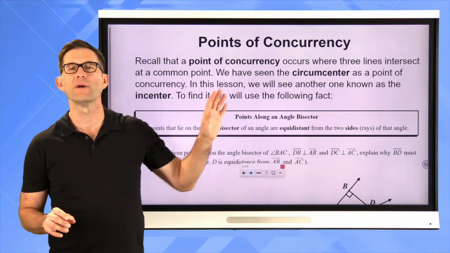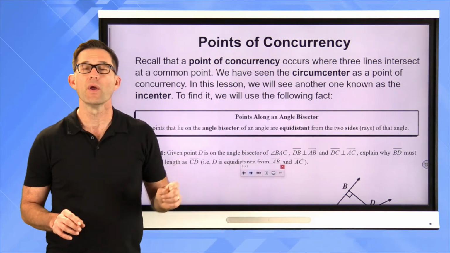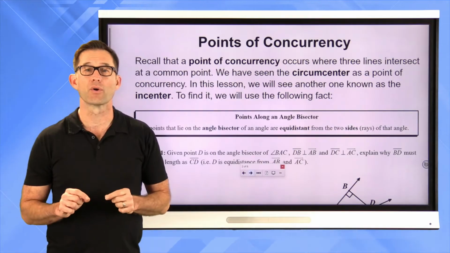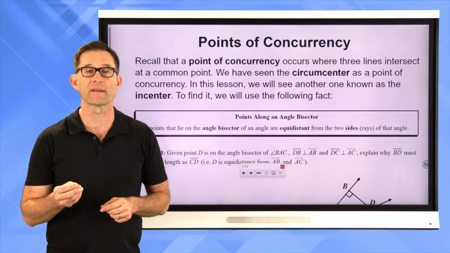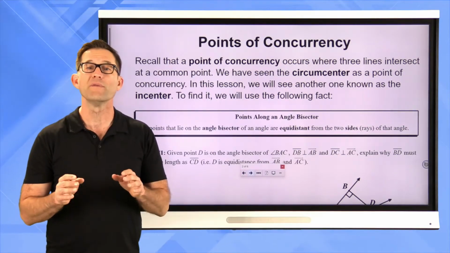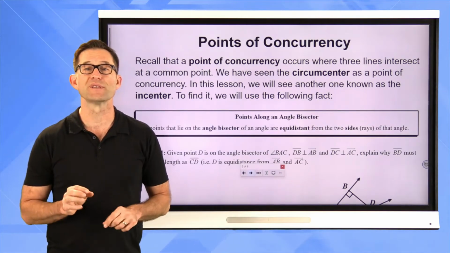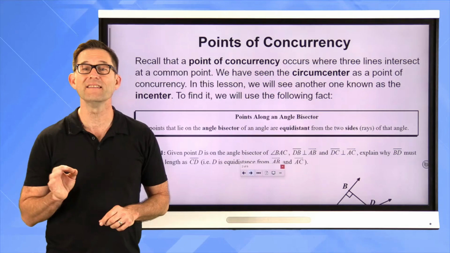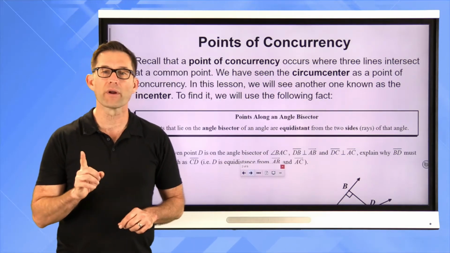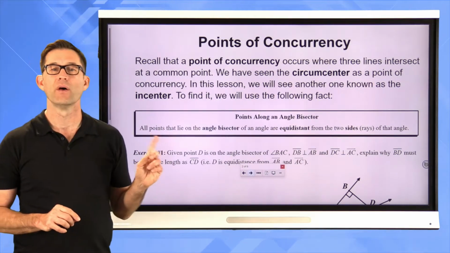Now let's review what's known as points of concurrency. Recall that a point of concurrency occurs when three lines intersect at a common point. We have seen the circumcenter as a point of concurrency. In this lesson, we will see another one known as the incenter. And to find it, we're going to use the following fact.